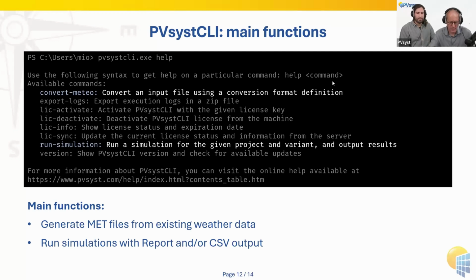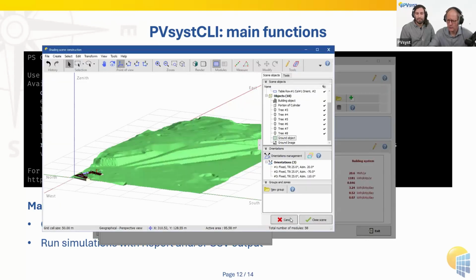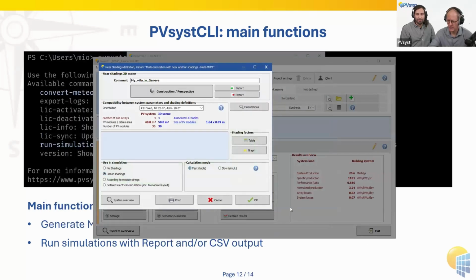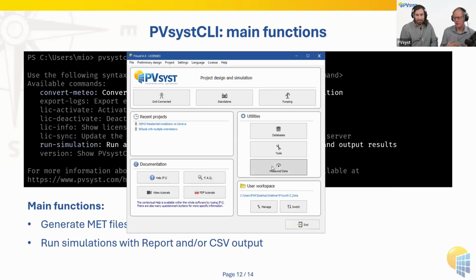So I'll be going back to PVsyst to show you. We'll just close the windows that Michele opened and get back to the starting screen. If you want to run the command line interface, basically you need some pre-existing PVsyst projects and a PVsyst workspace on which you do these operations via the command line. I will do this example right now with the workspace that we were using for these examples.